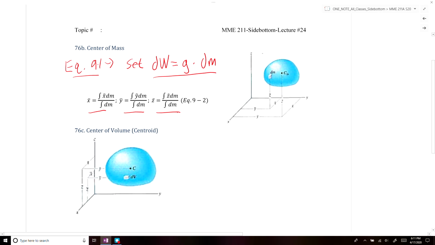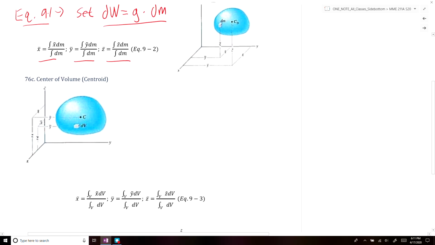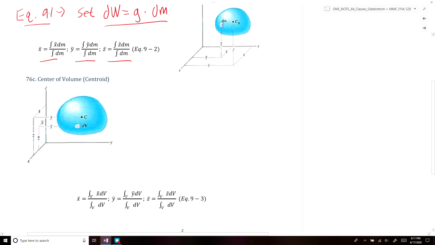Okay, so x bar, y bar, and z bar in this case would not stand for the center of gravity, they would stand for the center of mass of our system. Okay, so we can do a similar substitution from our center of mass equation to calculate our center of volume equation.